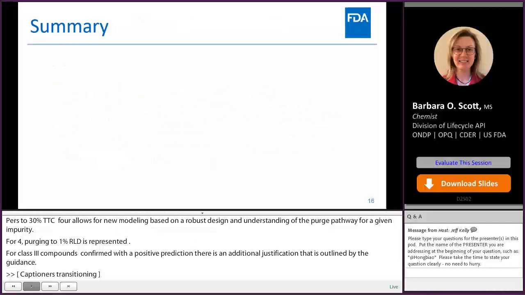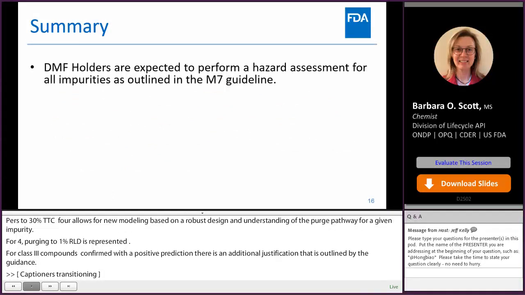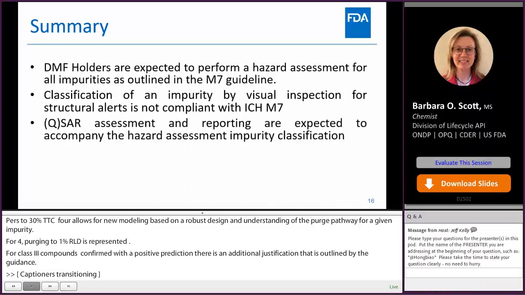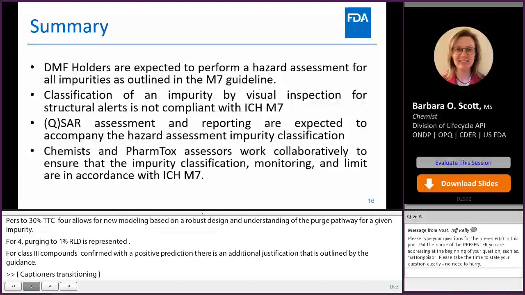In summary, we have gone over the elements contained in a hazard assessment and what the agency's expectations are for classification and actions for control. We have clarified that classification of impurity by visual inspection for structural alerts is not M7 compliance, and the expectation is that QSAR will be run. We have described how the agency reviews the hazard assessment to ensure patient safety through the appropriate impurity classification and monitoring during the process with acceptable limits and analytical methods.